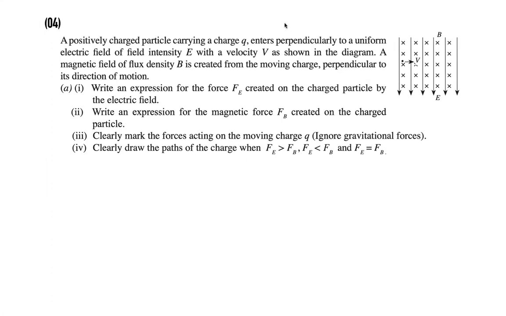A particle carrying charge Q enters perpendicularly to a uniform electric field of field intensity E with velocity as shown in the diagram. A magnetic field of flux density B is created from the moving charge perpendicular to its direction of motion. So you can see they have already given you E and B, unlike the previous question.